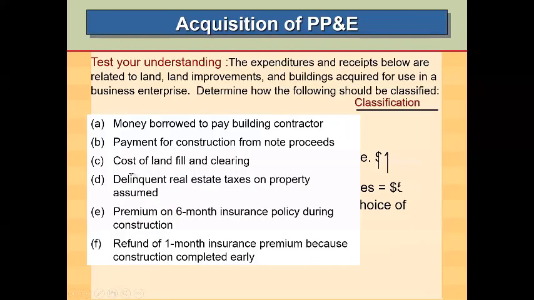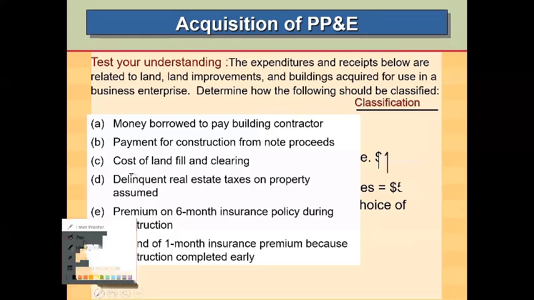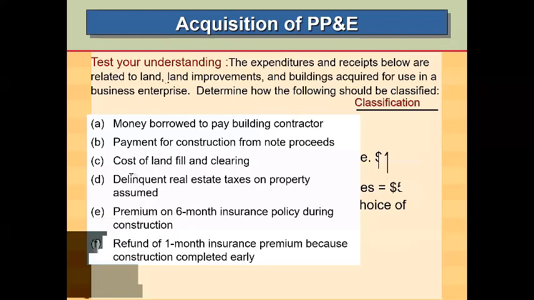Again, I would like to test your understanding, and here he is saying that the expenditures and the receipts below are related to land. Land improvement. So I have land, land improvement, building acquired for use in a business enterprise. Determine how the following should be classified. He is asking you for each of these statements how you are going to classify it.